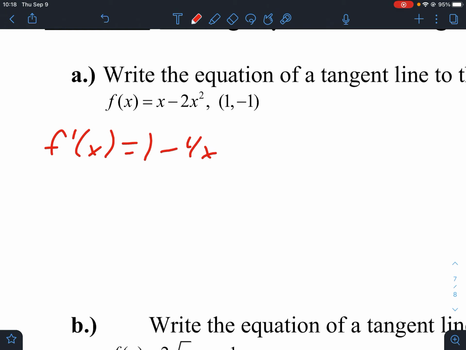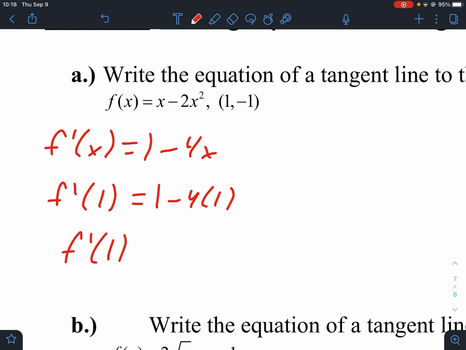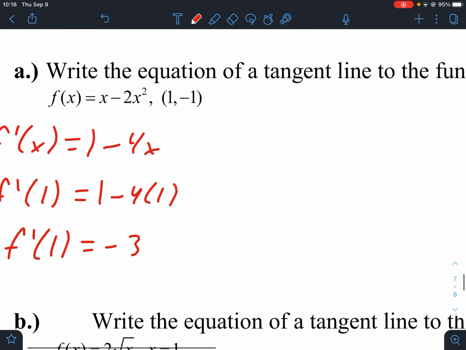So the derivative is 1 minus 4x, which means the slope everywhere is 1 minus 4x, right? But we don't want the slope everywhere. We want the slope at x equals 1. So we're going to put 1 into there, and we get negative 3. So our slope is negative 3. So now using this point and this slope, we can write our tangent line out of y minus negative 1 or y plus 1 equals negative 3 times x minus 1.